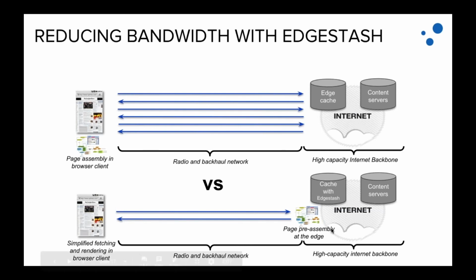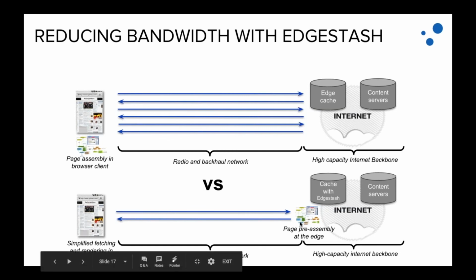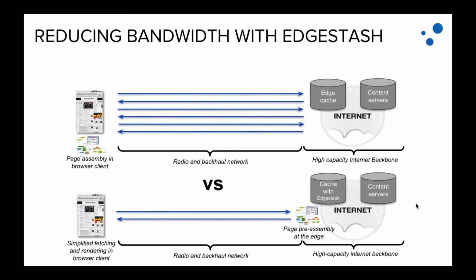The best way to implement this is that if you have multiple layers of Varnish caching, you will want to implement Edgestash at the edge of your architecture, as close as possible to your final user.